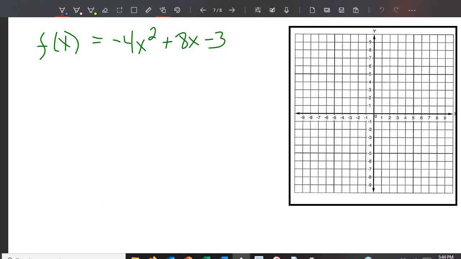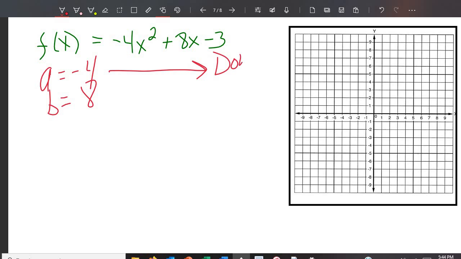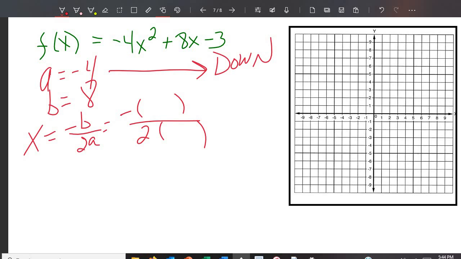Let's do another one. In this problem, A turns out to be negative 4. B is positive 8. Because that's a negative number, this one is going to go down. Here's my formula for x. My B is 8. My A is negative 4. So we get negative 8 over 8, which is positive 1. So my vertex will have 1 as the x-coordinate.